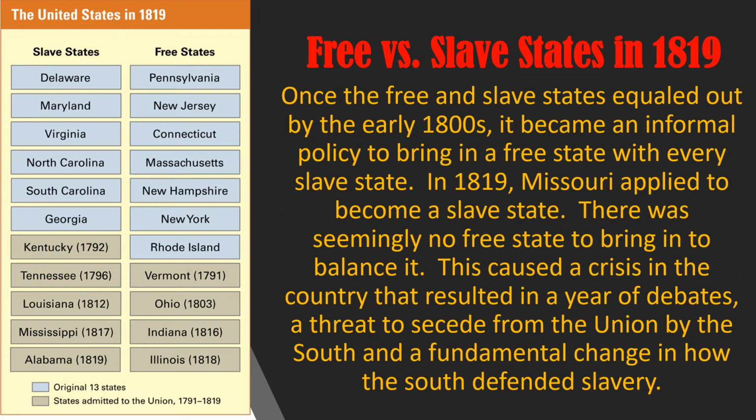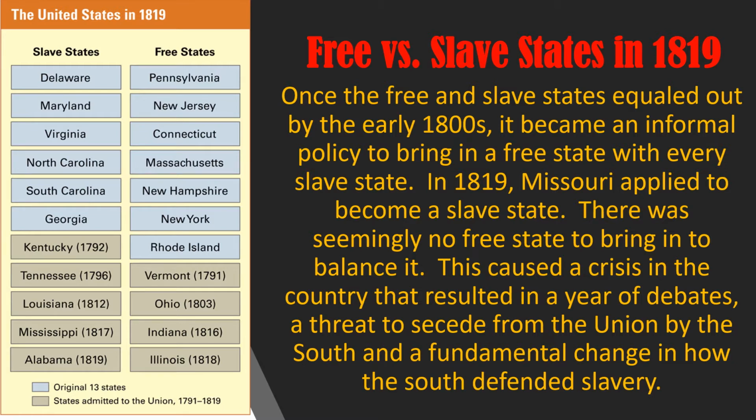12 of our first 13 states had slavery. However, after the Revolution, the northern ones started to give up their slavery. Once the free and slave states equaled out in the early 1800s, it became an informal policy to bring in a free state with every slave state.